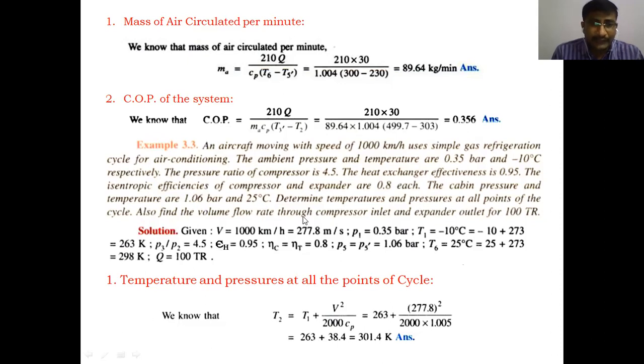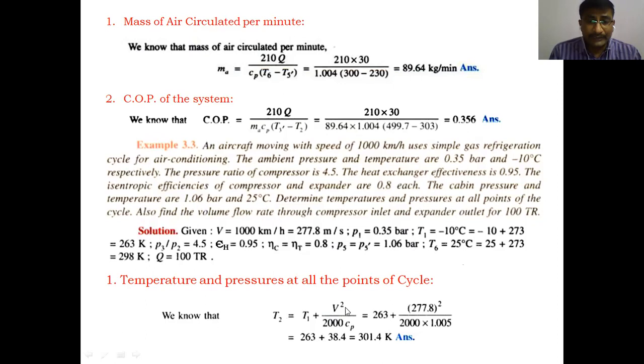First of all, we have to find the temperature and pressures at all the points of the cycle. Only then can we find the volume flow rate at each point of the compressor and expander. Let us solve the problem for the temperature and pressure at all the points of the cycle. This equation we already derived in the previous class.